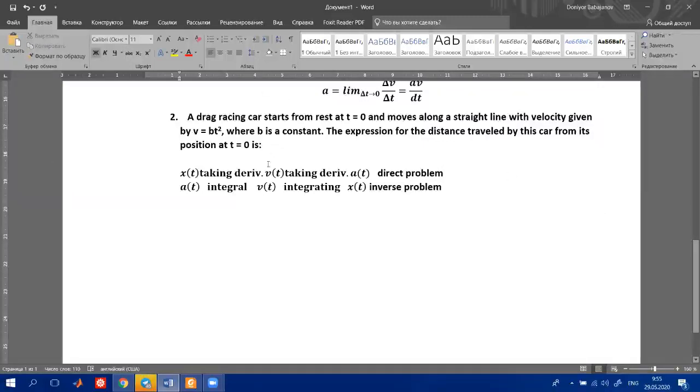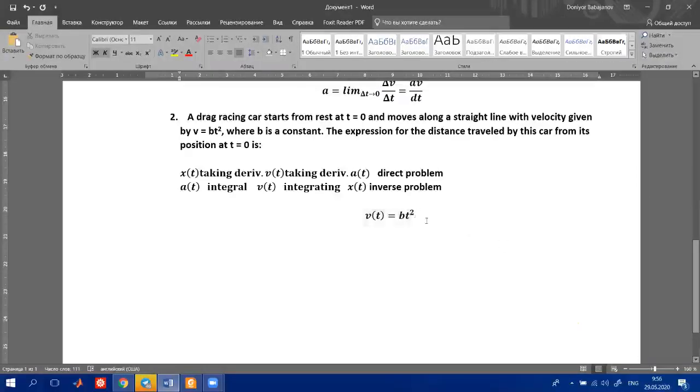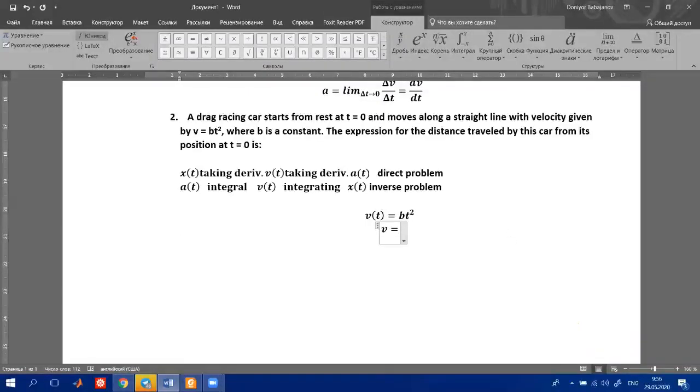Okay, our first problem was a direct problem. We found v by taking the derivative from x. And the second problem is an inverse problem. We are going to find x by knowing v. Okay, let's do that. We have the formula for v. V of t is equal to b t squared, where b is some constant. We assume that we know this constant b. And let's write that velocity is dx over dt.